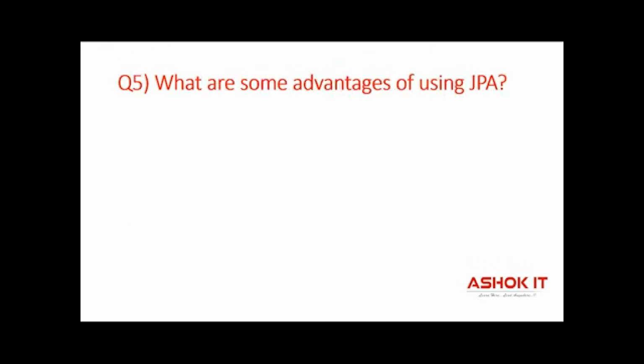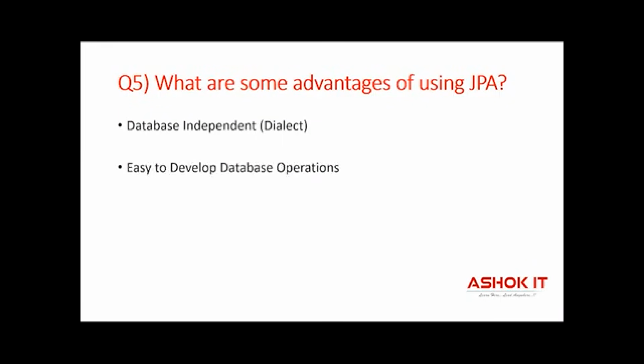What are some advantages of using JPA? If you use JPA compared to JDBC, mainly we can say it's database independent. If you are working with an Oracle database and you are moving to a MySQL database, JPA code works as usual. But here, there is a major concept called dialect that we need to change. It is also easy to develop database operations. If you are performing insert, update, delete, you need not write any queries. Queries are generated.